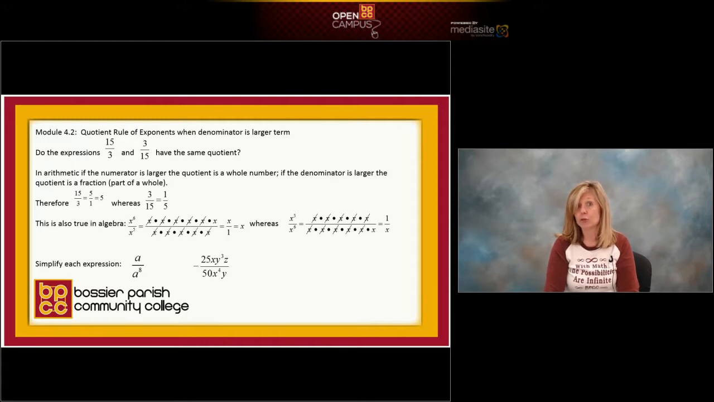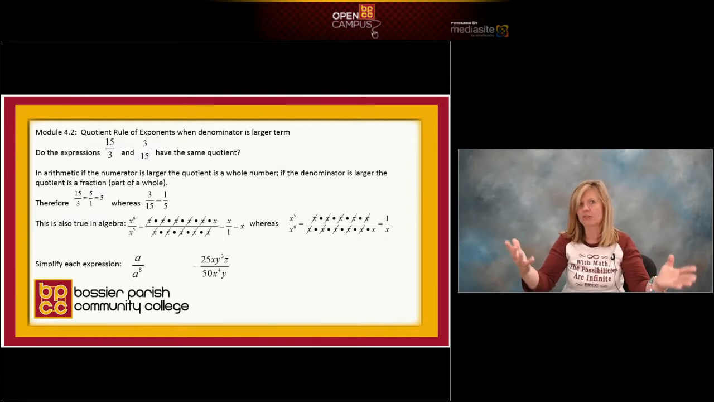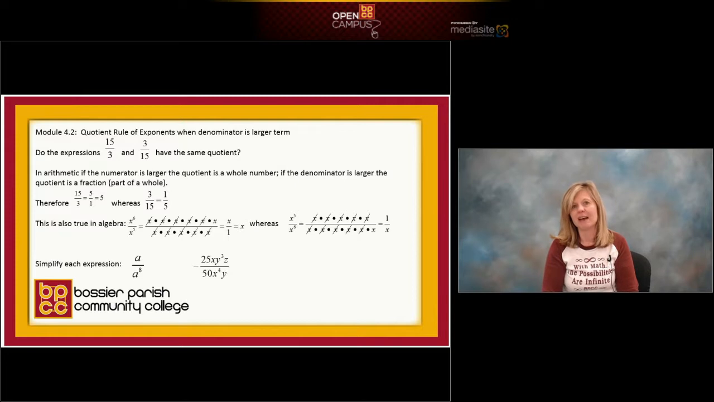Now, those are two fractions. Remember, fractions have the division bar, so that's why we're talking about division today. Do those two fractions have the same value? Do they mean the same thing? Well, I would guess that you would all say no. Well, let's make sure we understand why.